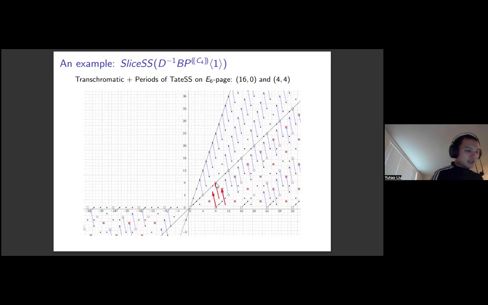Starting from these 3 differentials, we apply the transchromatic isomorphism to obtain everything above slope 1, and we apply these 2 periods on the E6 page of the Tate spectral sequence to obtain this additional D5. You can see as you travel along the top right direction, you just use the period 4, 4. And you can also travel horizontally by a period 16 and 0. So this tells us some additional D5, where they may or may not be all the D5.